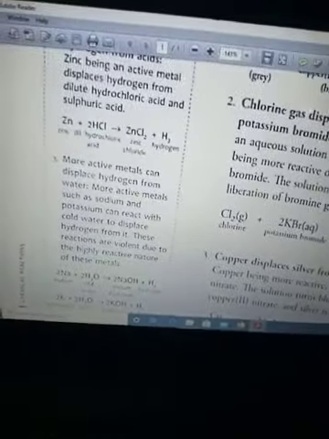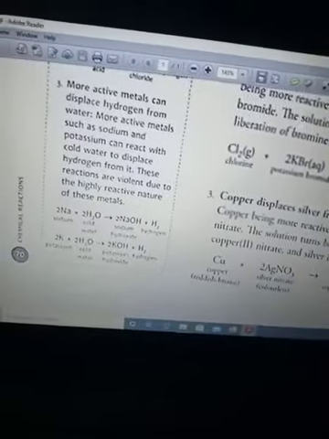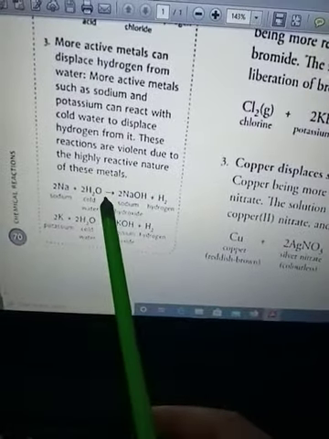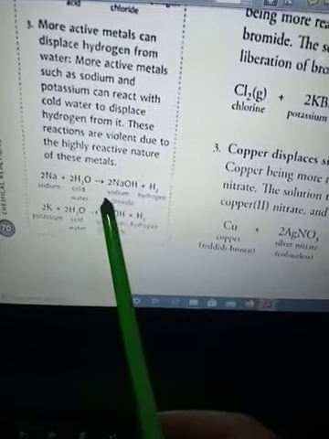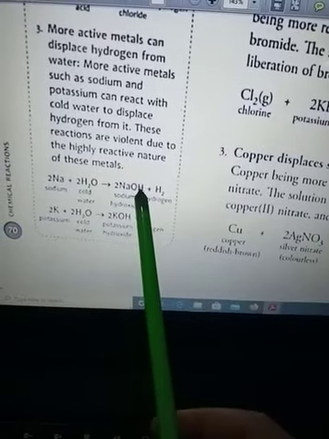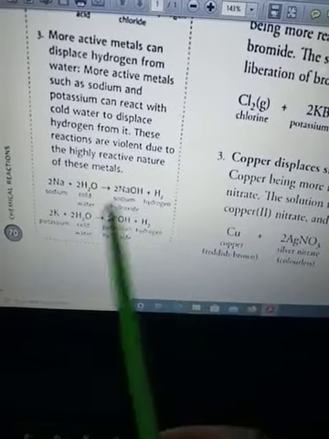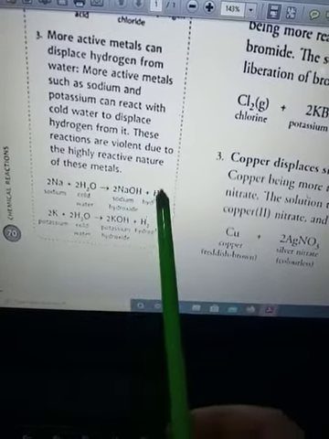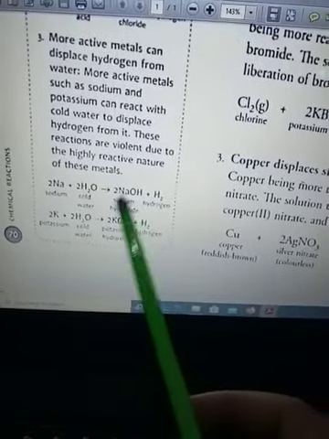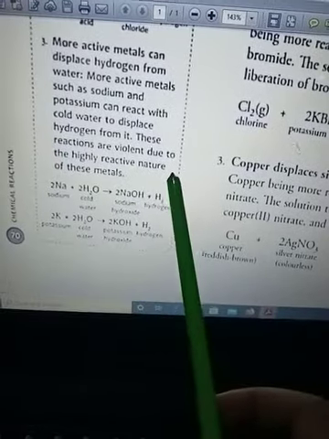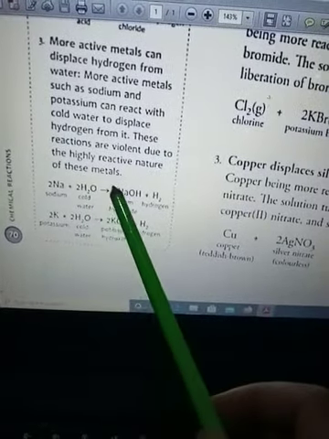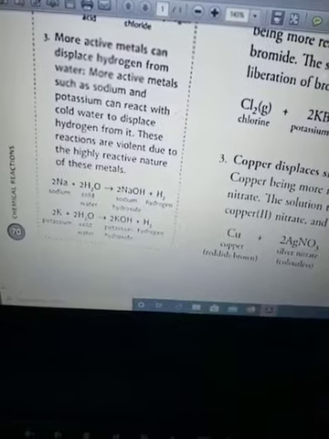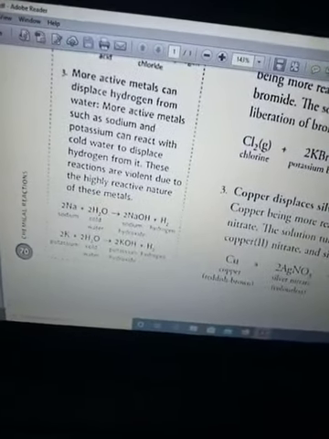Even in cold solution, more active metals like sodium and potassium can displace hydrogen from water. So that means Na plus water will give NaOH plus hydrogen, and K plus H2O will give KOH plus hydrogen. We will learn this again in the chapter on hydrogen, when you study hydrogen preparation. So active metals can react with water to form hydroxide and hydrogen.